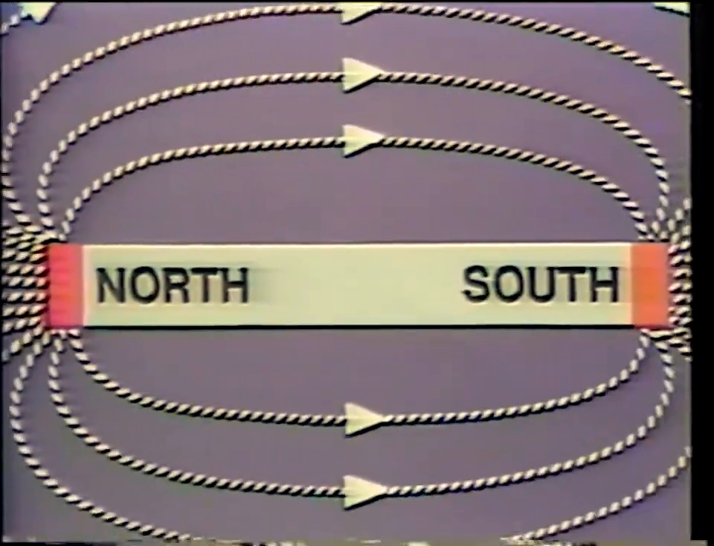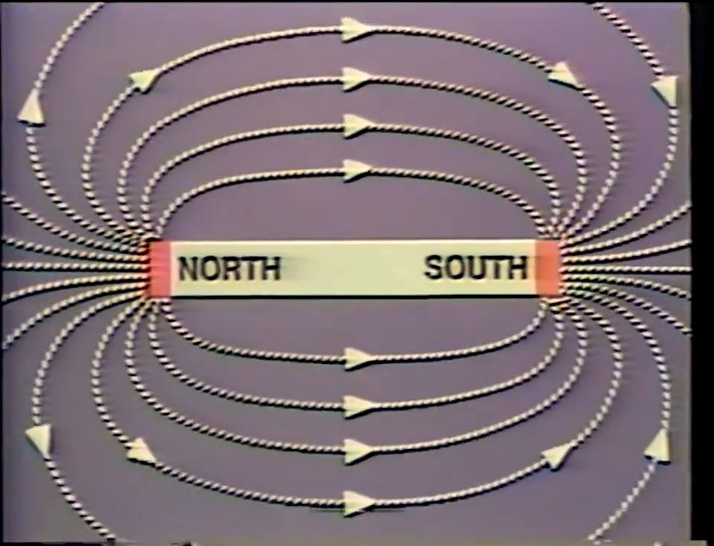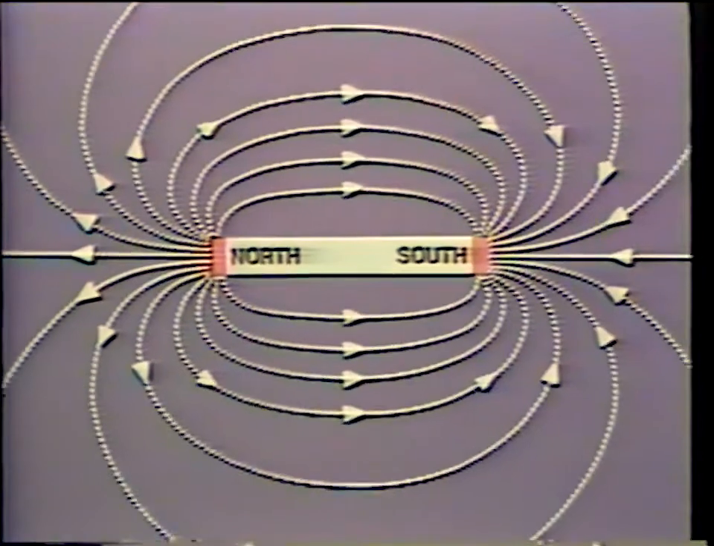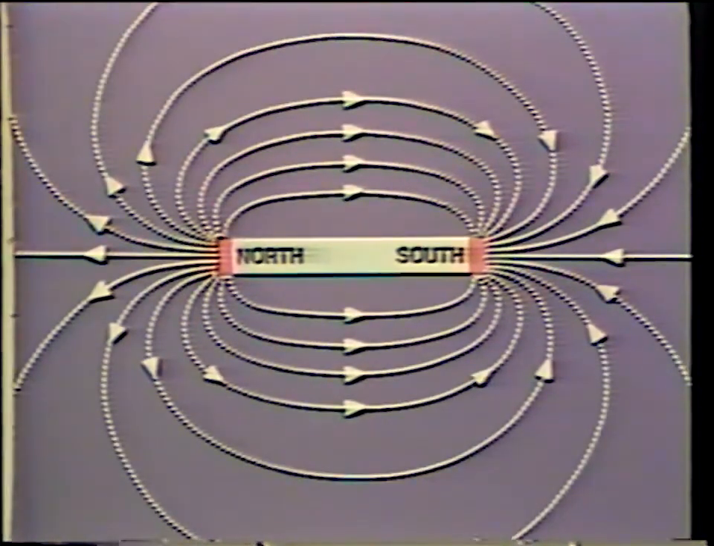What is a magnetic field? Well, we all know that a magnetic field is present around a permanent magnet. These lines, called magnetic lines of force, show the nature of the field around the magnet. The lines of force are concentrated at these two ends, or poles. By convention, they leave the North Pole and enter the South Pole.